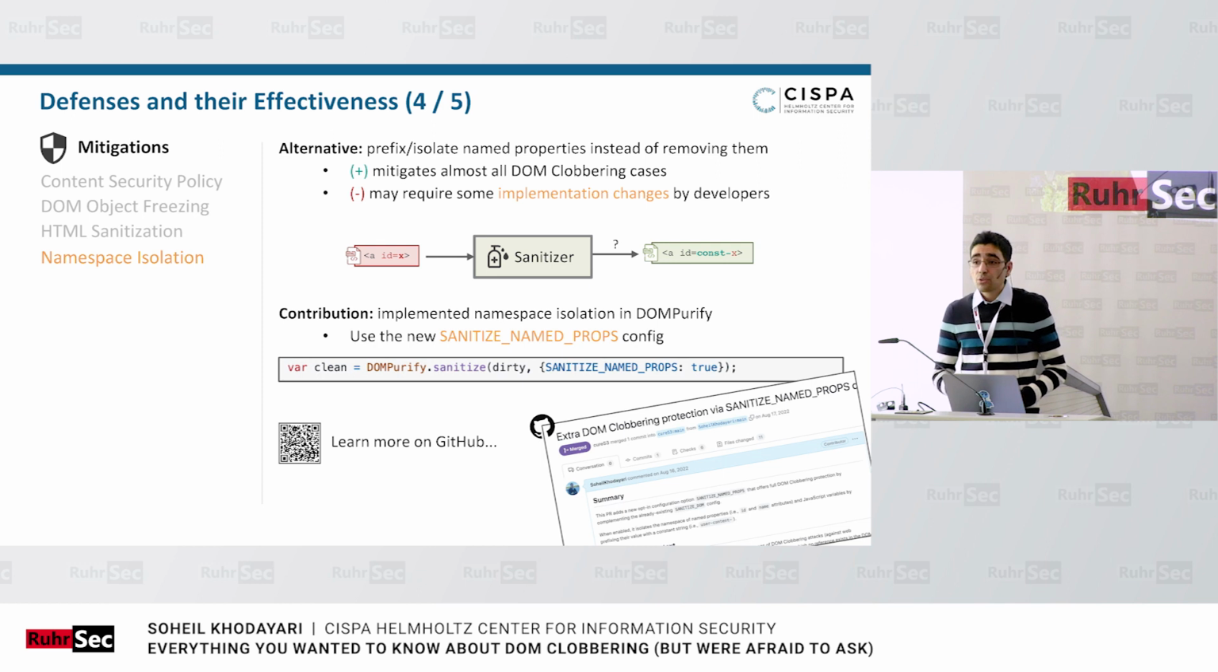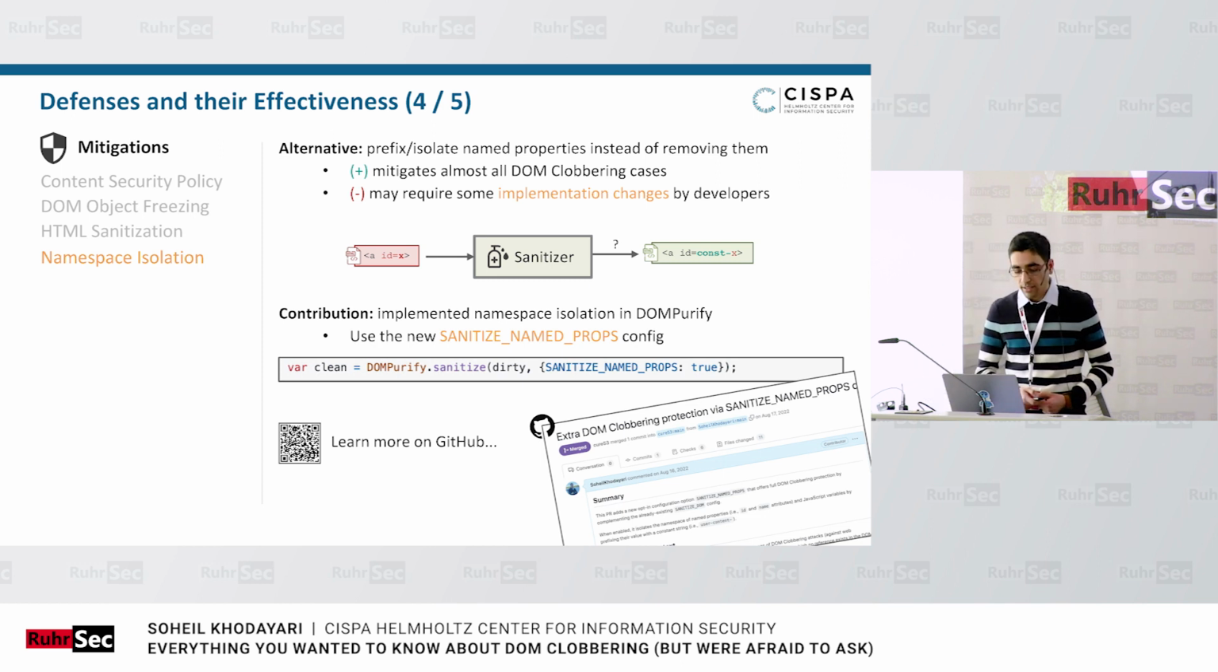So the alternative solution to removing these name properties that we proposed is namespace isolation. And what that means is basically we can prefix name properties with a constant string, say const. This mitigates almost all DOM clobbering cases, but it requires some implementation change by developers in their application logic. And we actually implemented namespace isolation in the famous DOM-Purify sanitizer. So now DOM-Purify has a flag called sanitize named props that essentially hardens the existing DOM clobbering protection of DOM-Purify. And if you want to learn more about this, please feel free to check out the GitHub pull request.